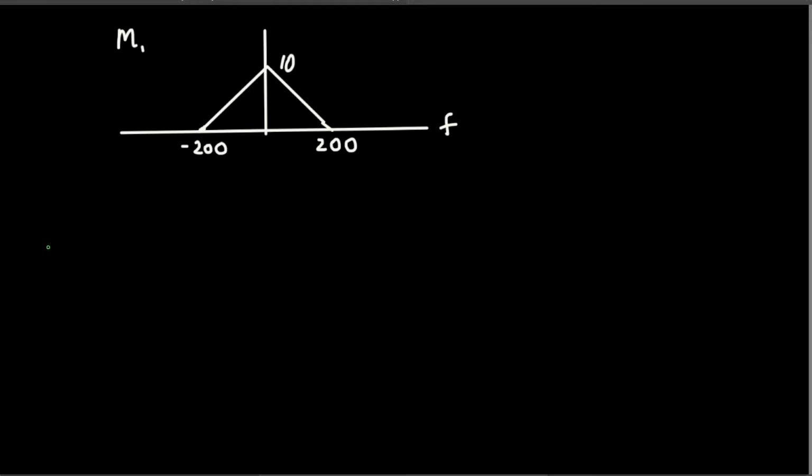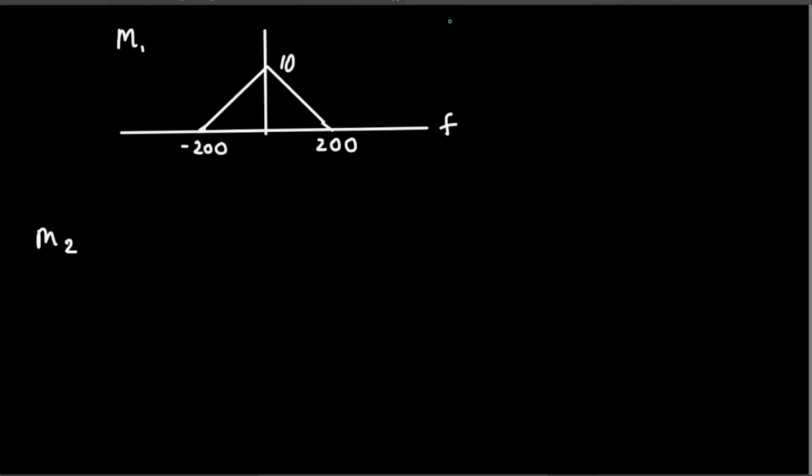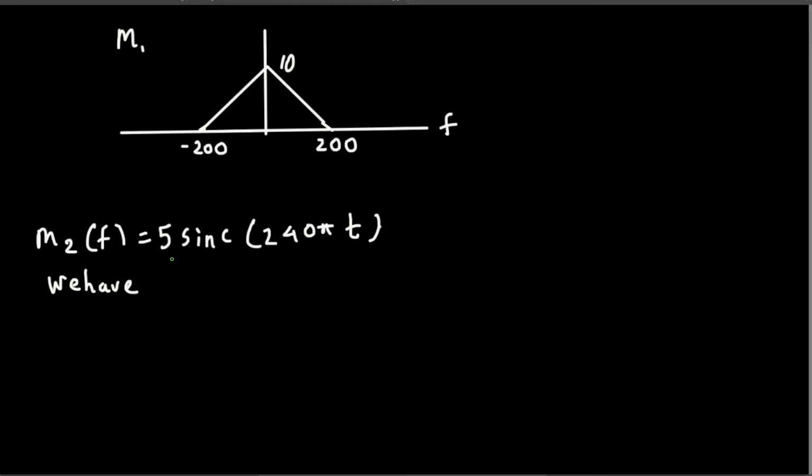Now we have to deal with m2 of t. m2 of t is given by 5 sinc of 245t. Now to do the Fourier transform of this one, we have to use the pair.